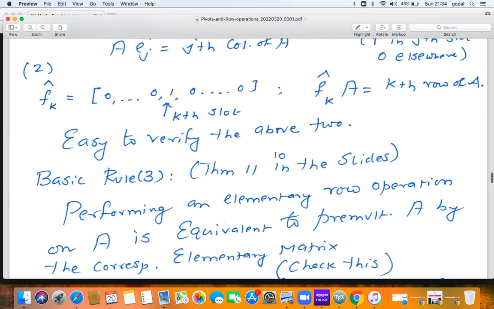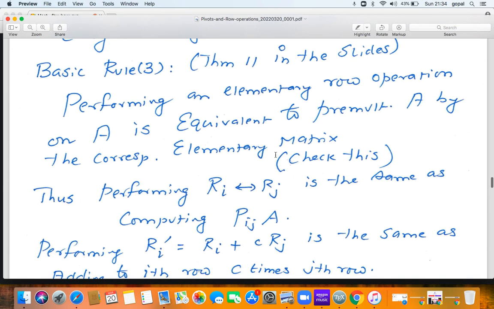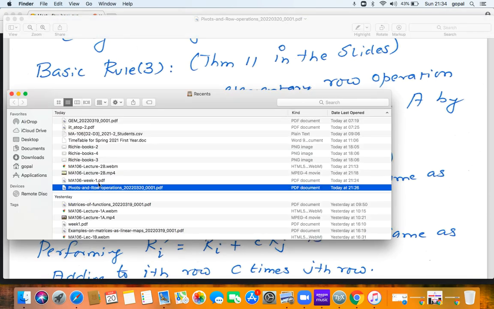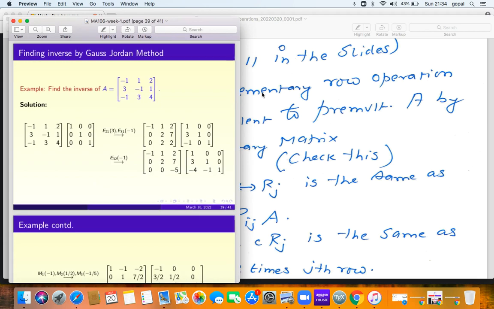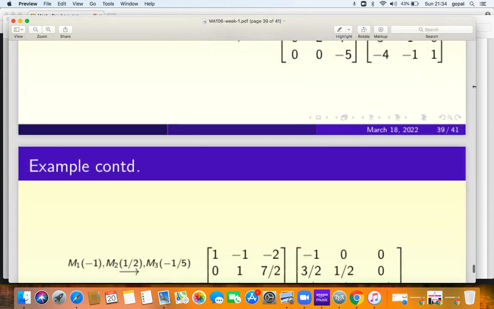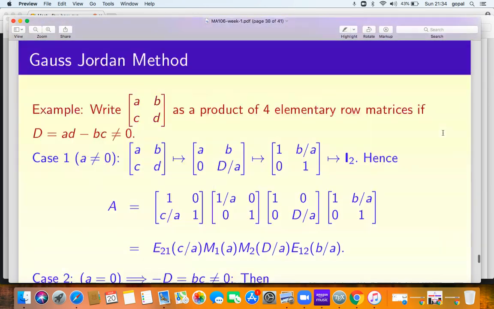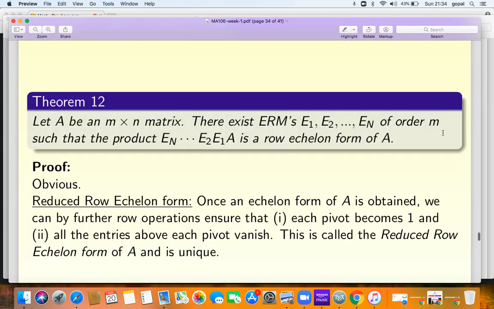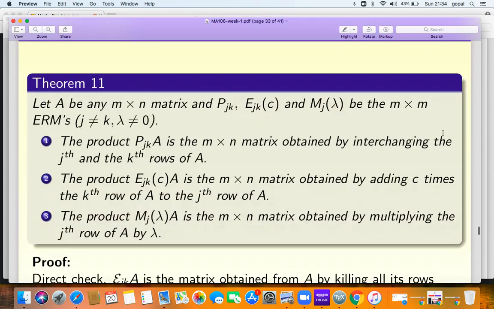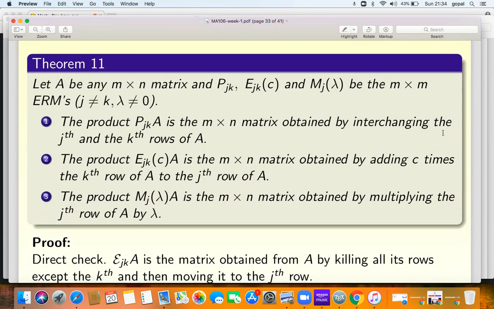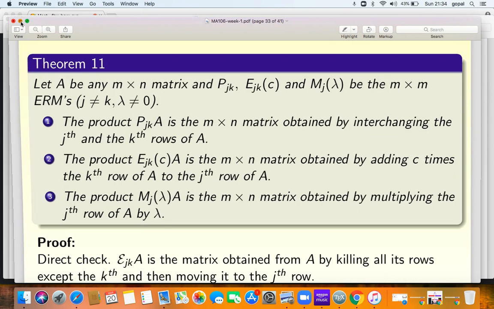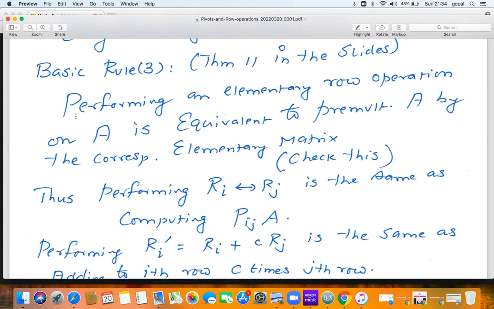Now comes rule number 3. This rule number 3 is the same as theorem 11 in the slides. Let me throw up theorem number 11 on the slides. Yeah. This theorem 11 in the slide is written very algebraically. I want to slightly paraphrase it and write it more in colloquial terms. And that is rule number 3.